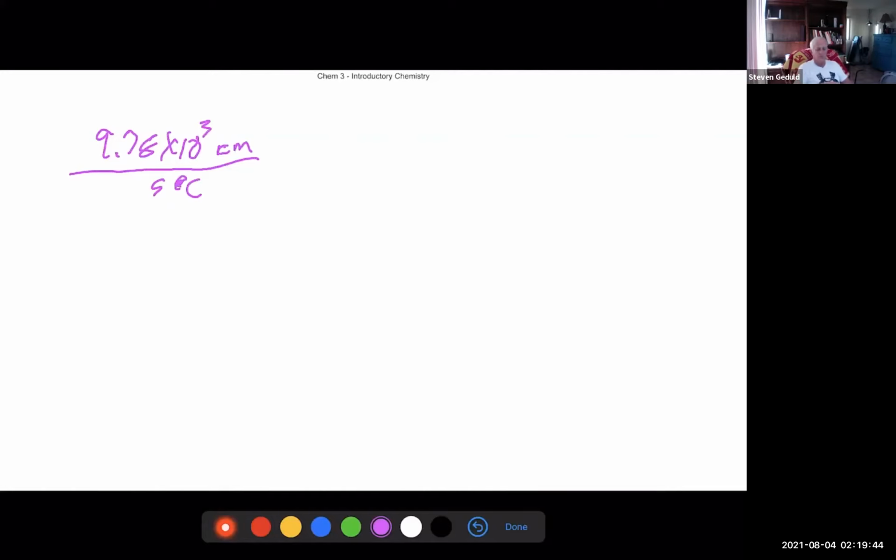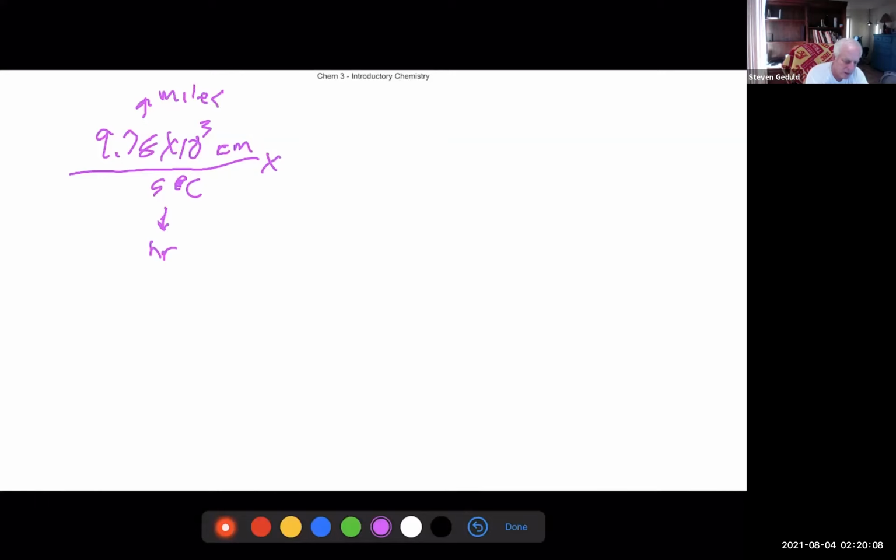Okay, how fast is that in miles per hour? Let's convert this number into miles per hour. We start with 9.78 times 10 to the 3 centimeters per second. We're going to convert the top value into miles, and the bottom into hours. That's where we're headed. Let's do the top one first.